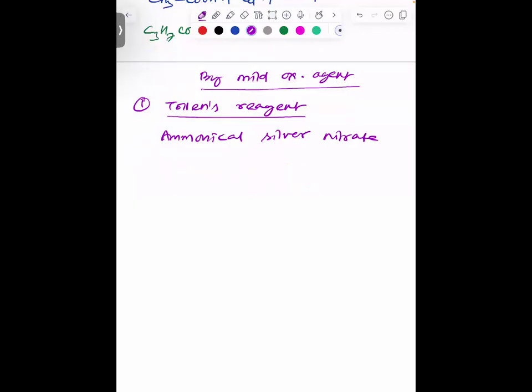So we can write the reaction: aldehyde RCHO and Tollens reagent, ammoniacal silver nitrate, and basic medium OH minus, it gives the product. So if CHO is oxidized in basic OH minus, that will be RCOO minus plus Ag plus ammonia will be released plus water. Then you have to balance it. Friends, quickly balance it.